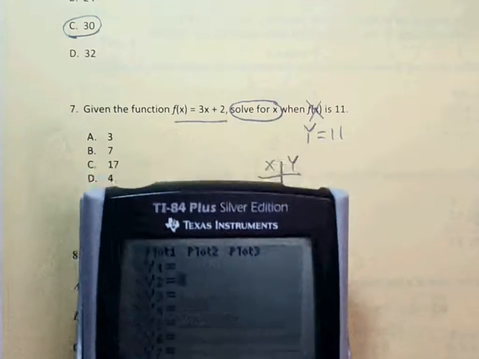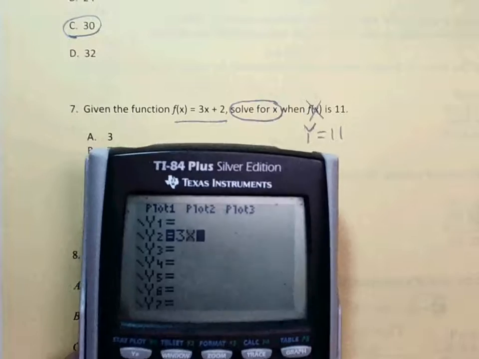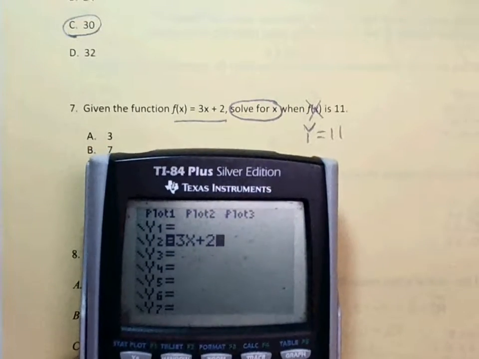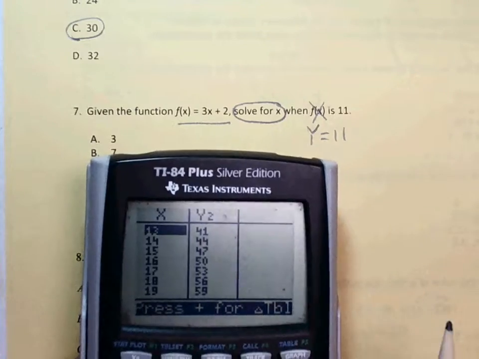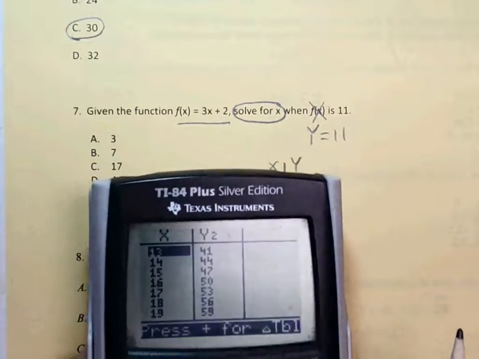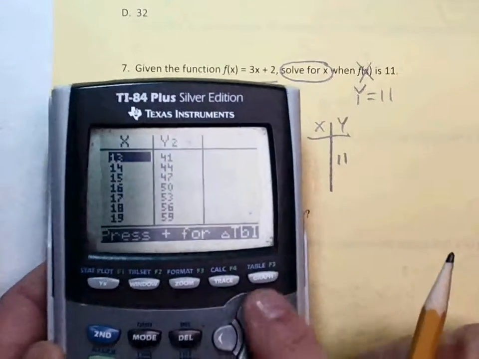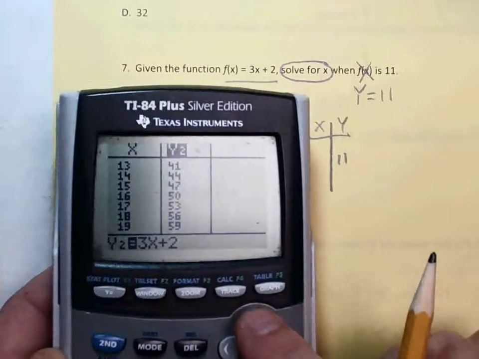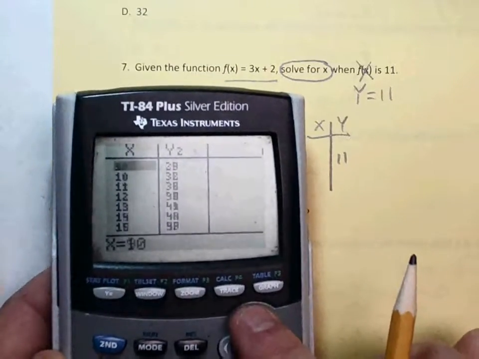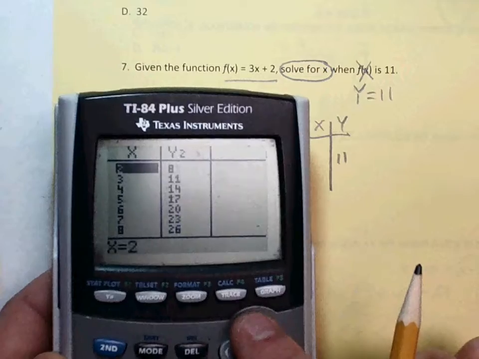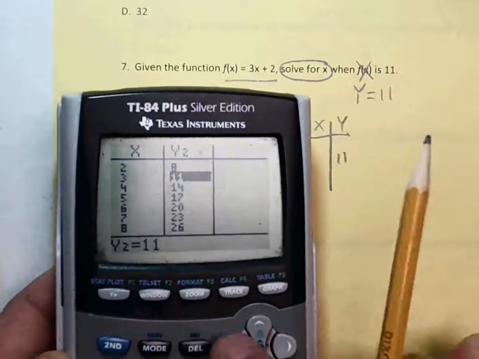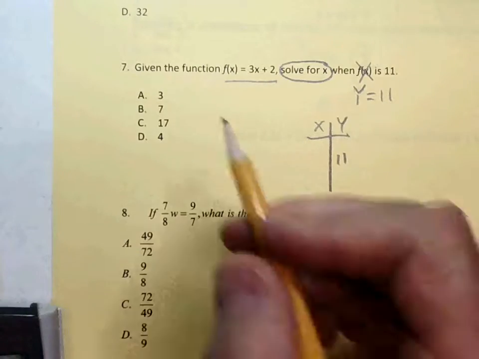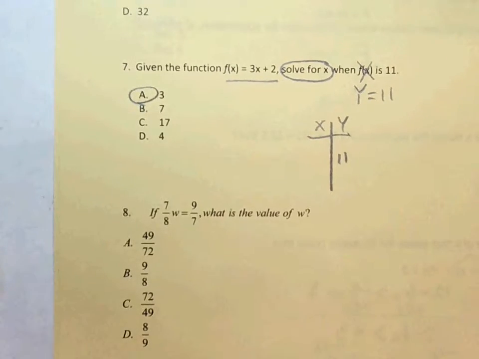All right, so what do we got? 3x plus 2, second graph, and I put it in Y2, it doesn't really matter. All right, so let's find an 11 in the Y column. There it is. And when Y is 11, that means X is 3.